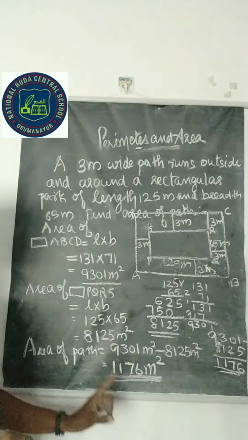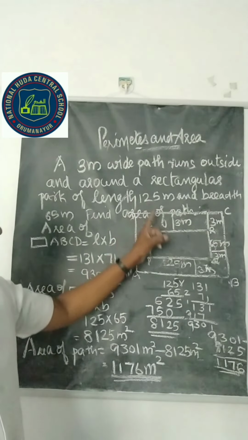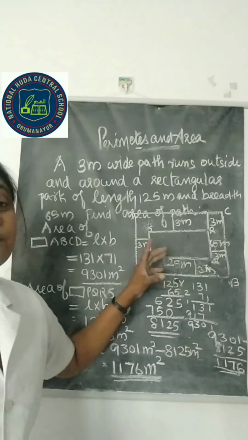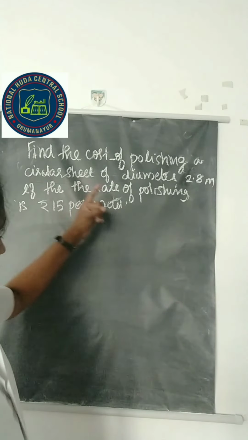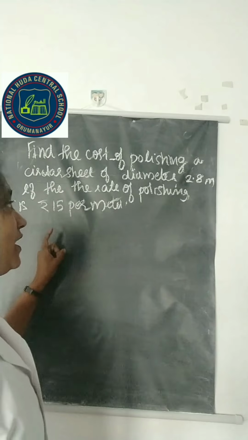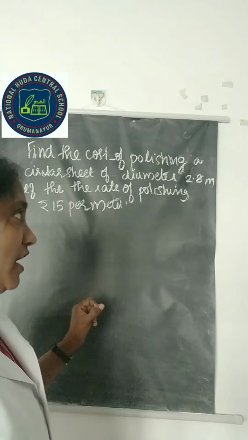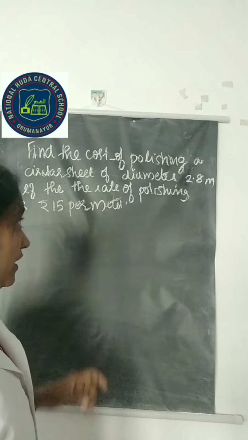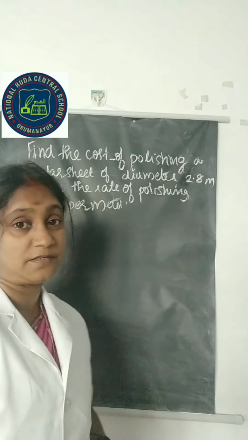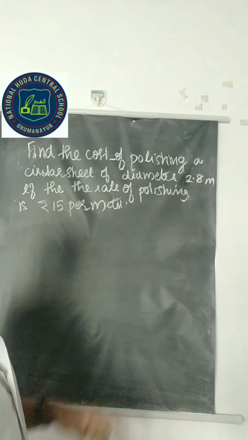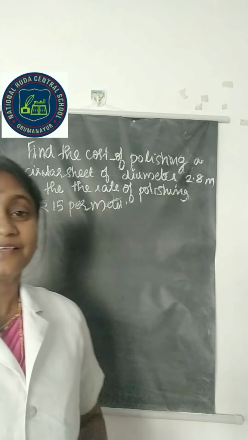So, in this type of problems, we have to find the difference between the greatest rectangle and the smallest rectangle. Next, find the cost of polishing a circular sheet of diameter 2.8 meter, if the rate of polishing is rupees 15 per meter. Find the cost of polishing.